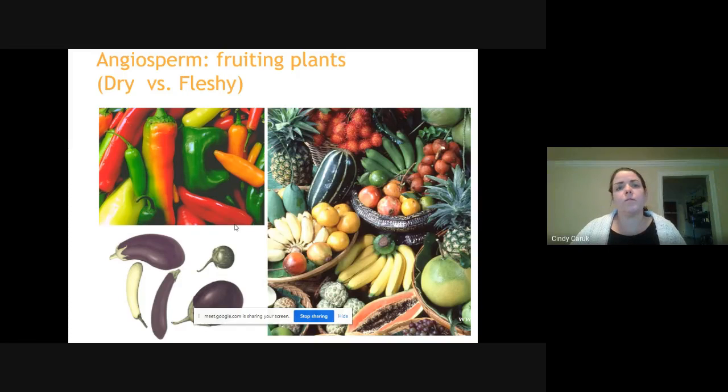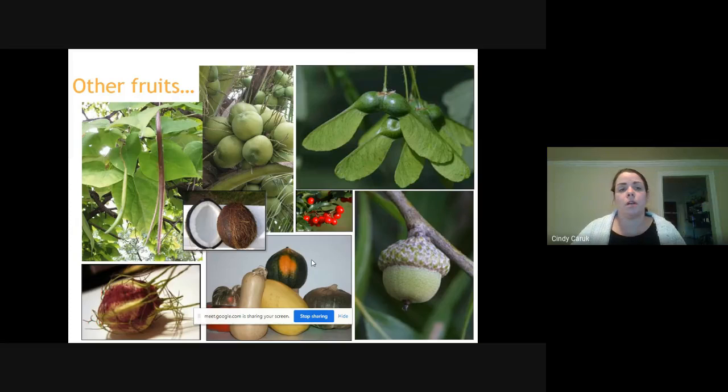Okay, and then we have two types of fruit. You have your dry versus fleshy fruit. So we typically think of fruits as the fleshy ones. And anything that contains a seed for a botanist is a fruit. So peppers, even hot ones, are fruits. Eggplants are fruits. Tomatoes are fruits, right? All of these are considered to be fruits. Your coconut is a fruit. Even this little maple is a fruit, even though we don't eat it.